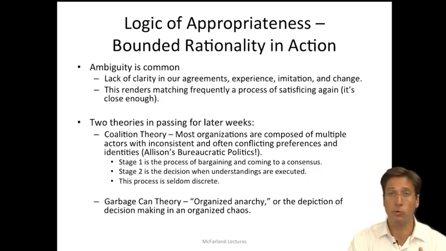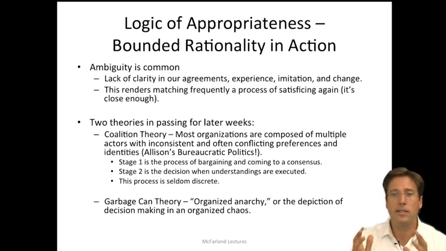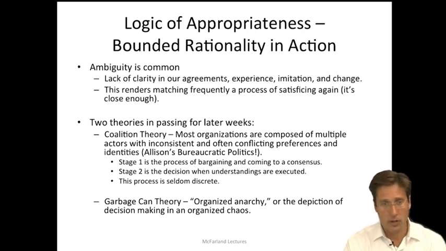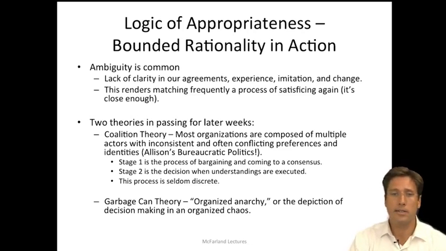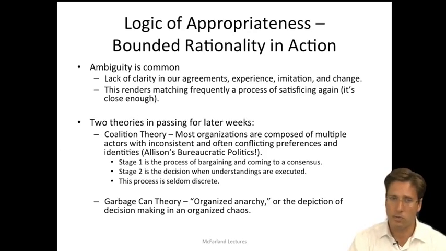and to maneuver it. Jim March also alludes to the fact that both logics of consequence and appropriateness get further complicated when one considers that most organizations are composed of multiple actors, and multiple actors with inconsistent and often conflicting preferences and identities. Here, a theory of coalition, so coalition theory, comes into play, as does the negotiation and bargaining process across actors of disparate viewpoints. This is akin to Allison's bureaucratic politics model that you'll read this week.